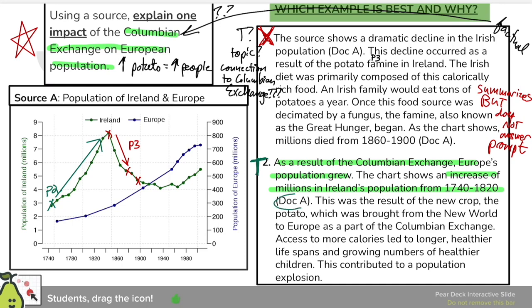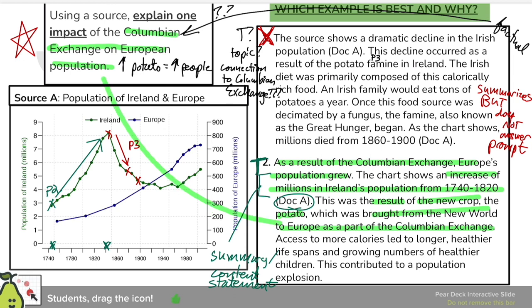What goes up? The population. From what span of years? Well, we know what the x-axis and the y-axis are showing, so we can interpret that data and put it into words. This was the result of the new crop, the potato, which was brought from the New World to Europe as a part of the Columbian Exchange. So they're taking a document from period 3 and they're using it to answer a question about period 2.